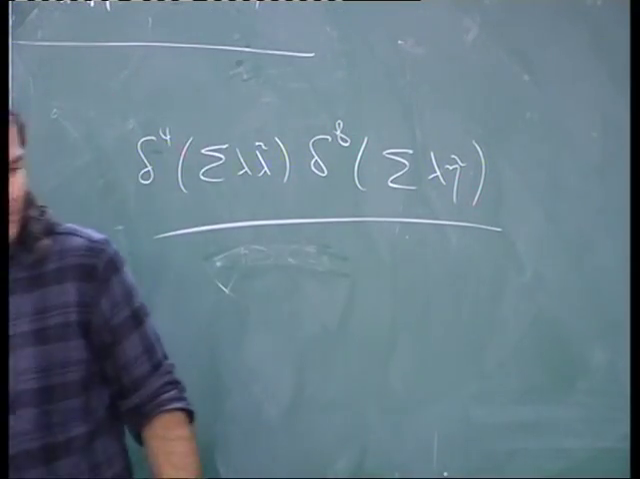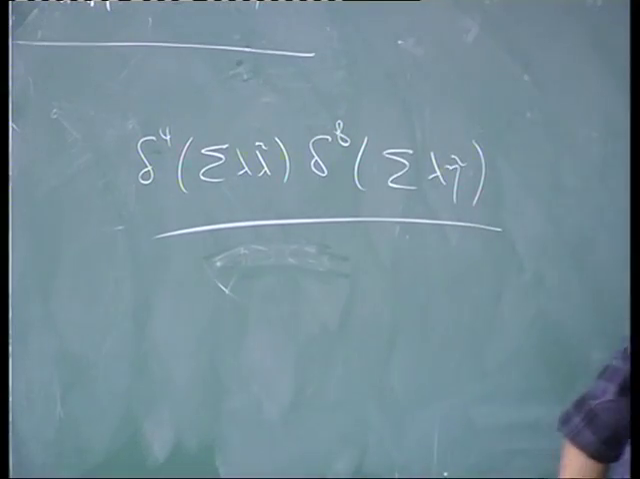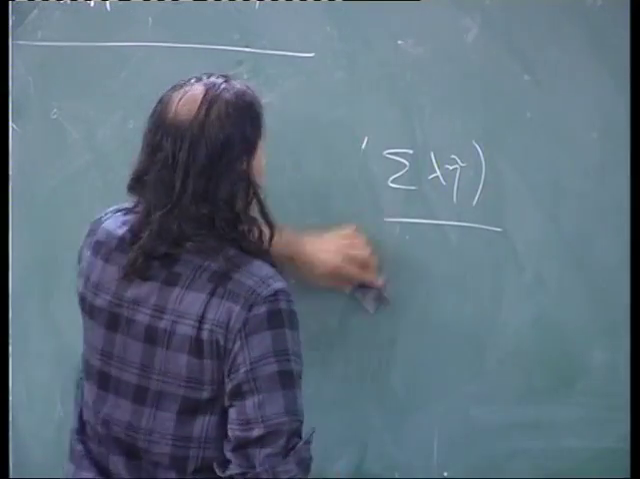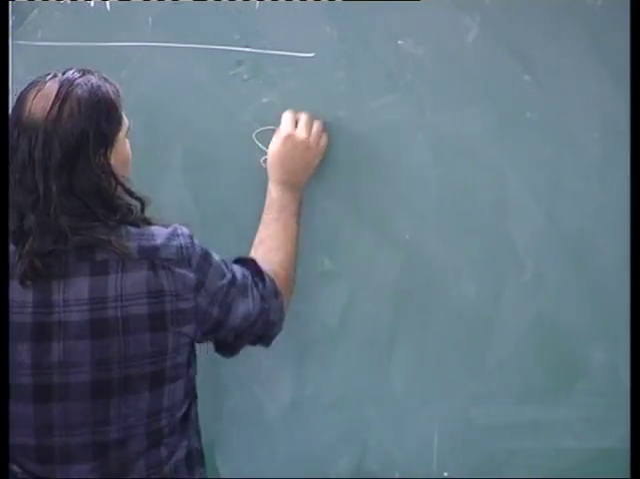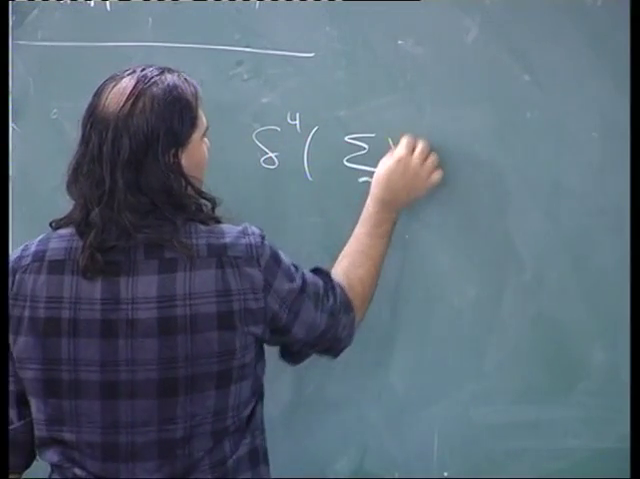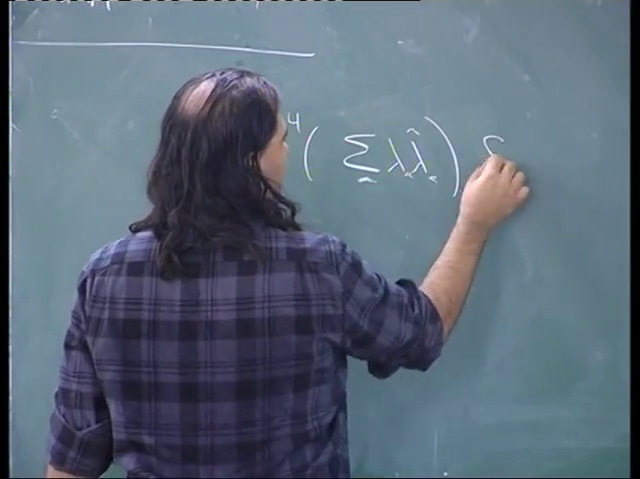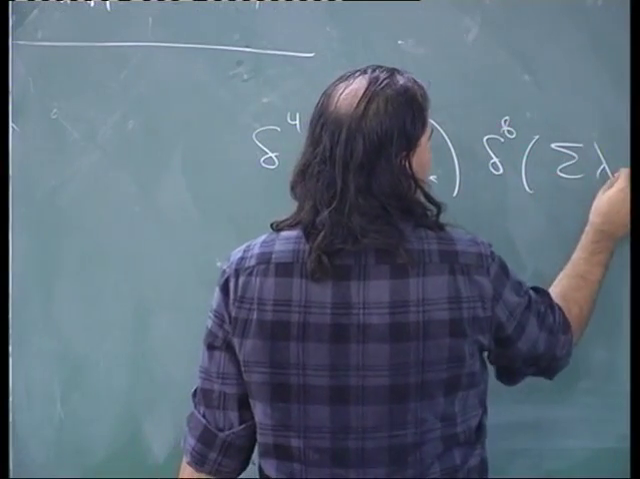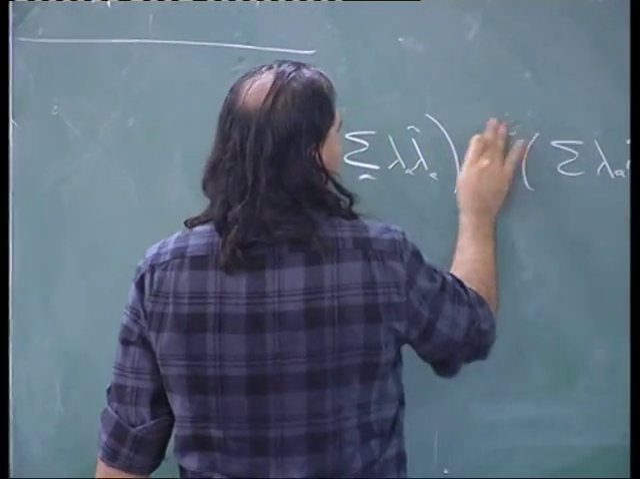Let me do the other one. Let me do the k equals 1 vertex. It's even simpler. So for the k equals 1 vertex, it was delta 4 of the sum of lambda lambda tilde, delta 8 of the sum of lambda eta tilde.